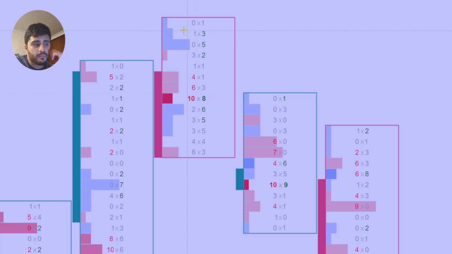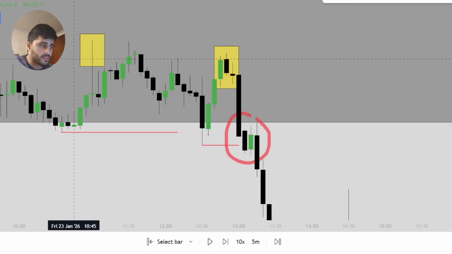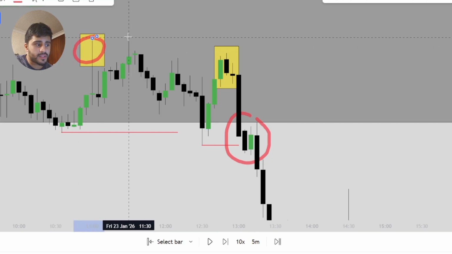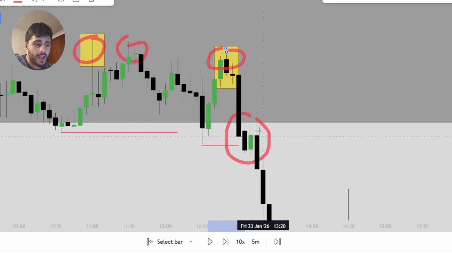Now, we see that via the positive delta over here. So we see more aggressive buyers and sellers giving us that blue delta. Now, when we go back to the candlesticks, we see that here, and we also see that here as well, and here as well.